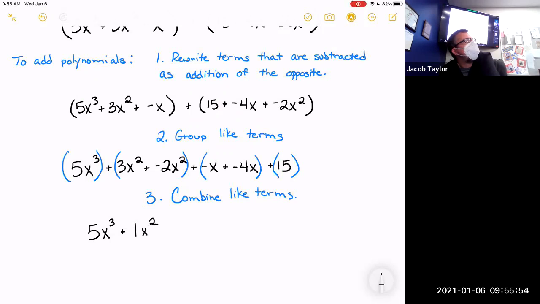Oh. 3 minus 2 is 1, as far as I know. Oh, no, I was thinking multiply. My bad. Use your calculator to check me, but I'm pretty sure 3 minus 2 is 1. Yeah, no, you're right.